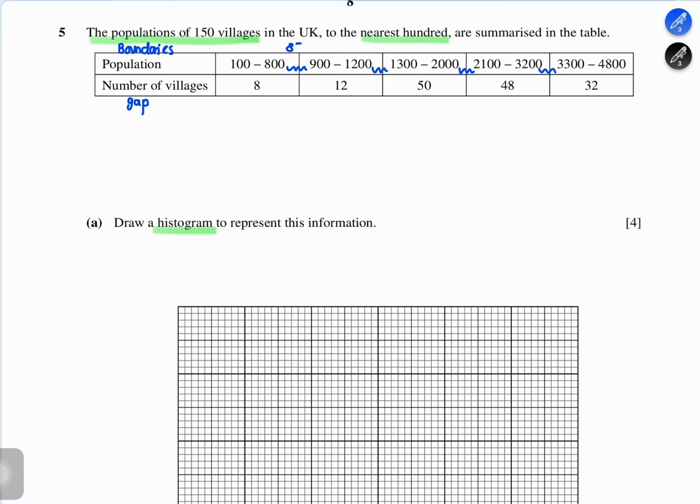So what's my boundary here? 850, 2050, 3250, 4850, and by logic, the first interval, because it's going by a gap of 50, the first one is 50. So now what's my gap? My gap is 800, 400, 800, 1200, and this one is 1600. Because the gap is not the same, you would have applied the frequency density formula and calculated all the values. The histogram is not a problem in this question now.